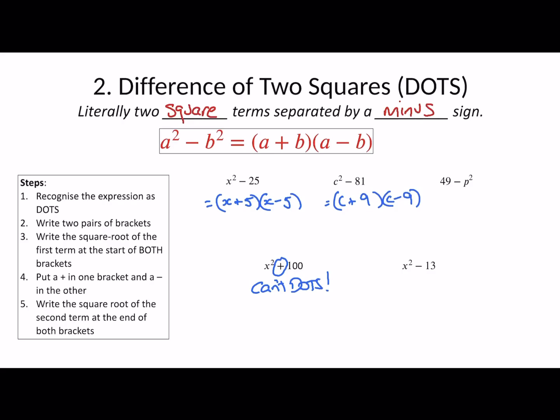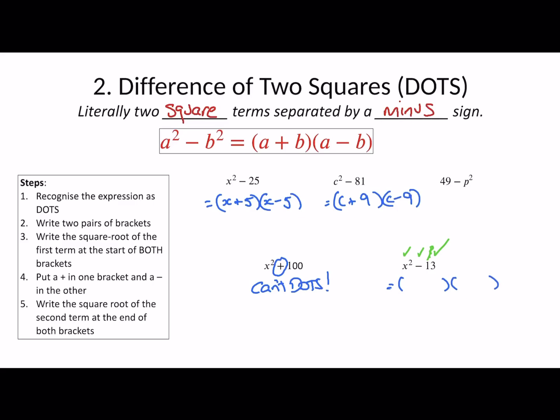Now, let's go down the bottom. X squared minus 13. We go square at the start. We've got a minus 13. 13 is not a square number. Well, any number can be a square number actually. It's just not a perfect square. So this rule still applies to this one. So do our 2 sets of brackets. We've got an x at the start.